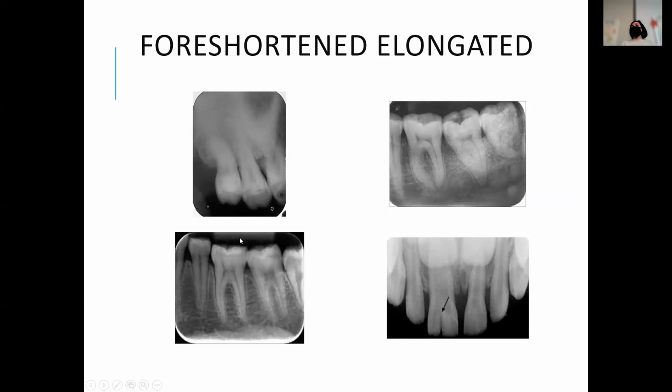So what about this image? Does this image look like there's foreshortening or elongation? It's probably closer to, I mean, yes, they look long compared to this, right? But they're actually probably fairly okay. Some people just have long roots. I mean, that's just a thing too. There could be a slight bit of elongation there, but for me, I think it's closer to normal. What about this one up here?